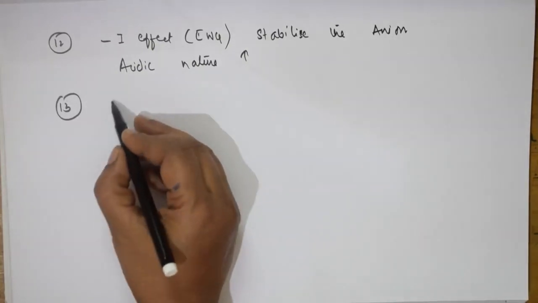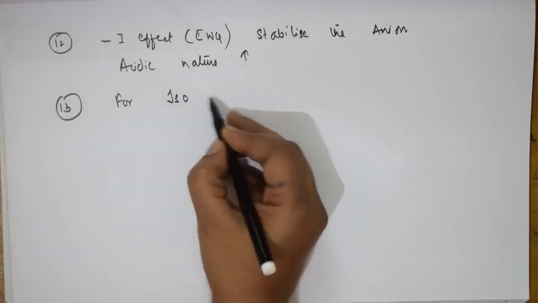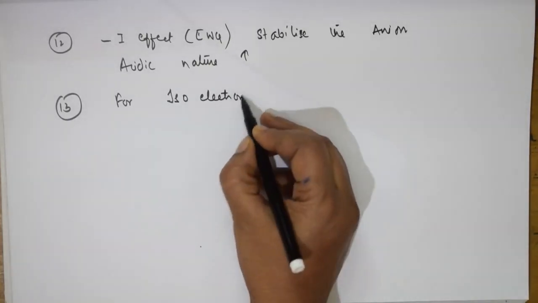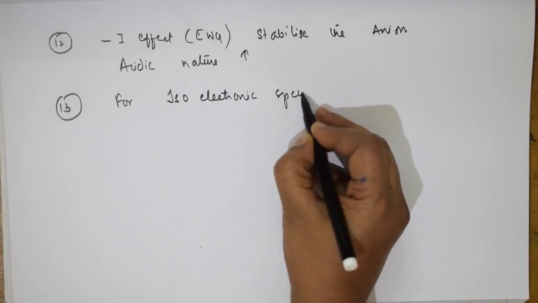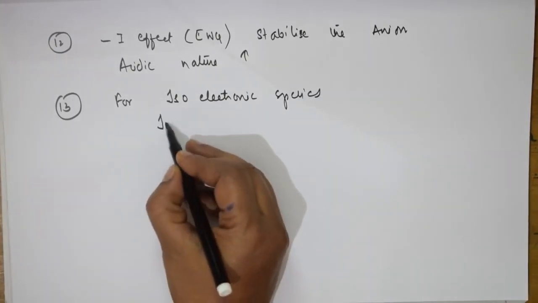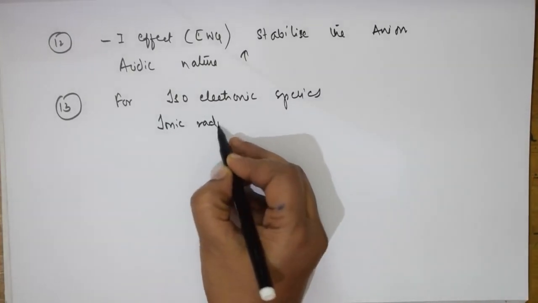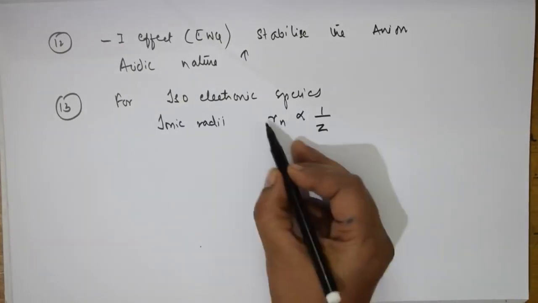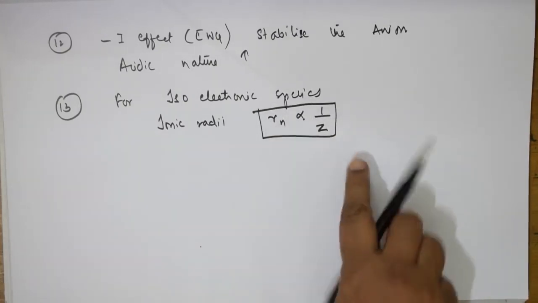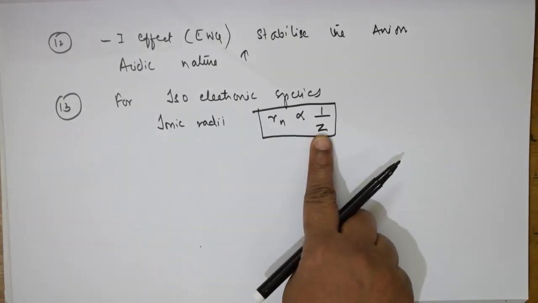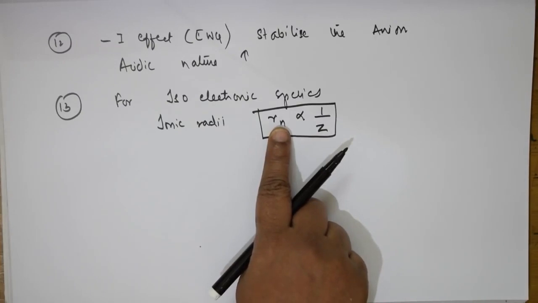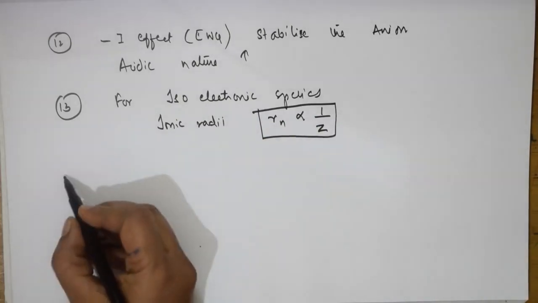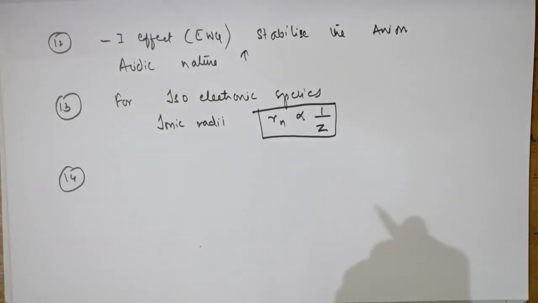Then, for isoelectronic species, suppose they give you a question on isoelectronic species, meaning having the same number of electrons, right? What is the thing you should remember if they ask you to find the ionic radii trend? Ionic radii is always inversely related to Z, right? Larger the atomic number, smaller is the ionic radii. Again, smaller is atomic number, larger is ionic radii. Remember this concept. Yes.